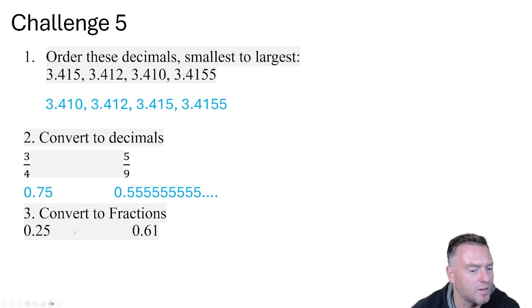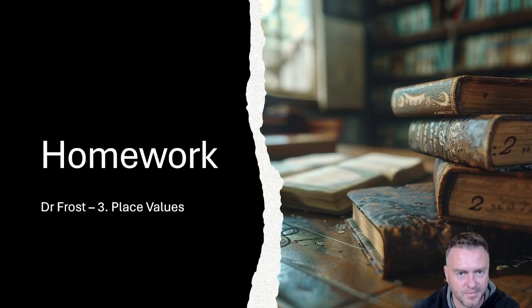And then convert the following into fractions. So 25 over 100 is the first one, which then simplifies down to a quarter. And same with this one is then just 61 over 100. Cool. So there is a Dr. Frost attached to that. Have a go.